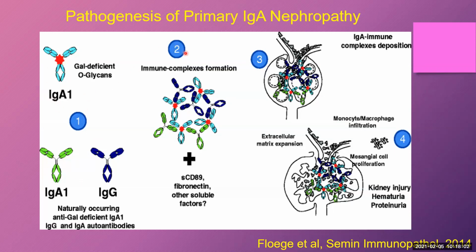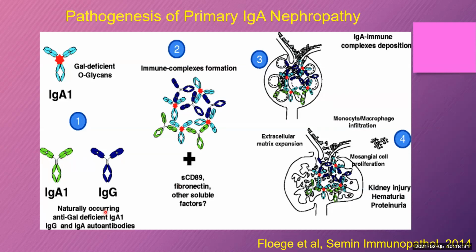Then at number 2, now you can see the immune complexes that have formed, these clusters of the normal IgA and IgG that have antigen binding sites stuck to abnormal IgA. At this point, our bodies send out signals to other mediators like soluble CD89 and fibronectin and other cytokines to recruit inflammatory cells to come in and form an inflammatory reaction.